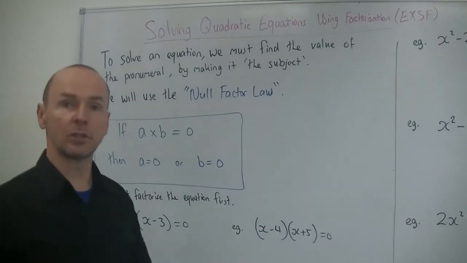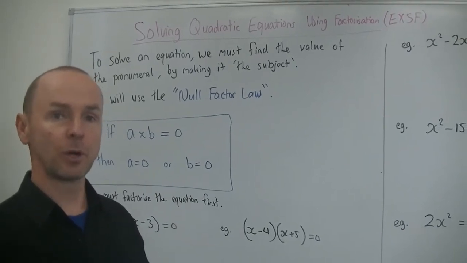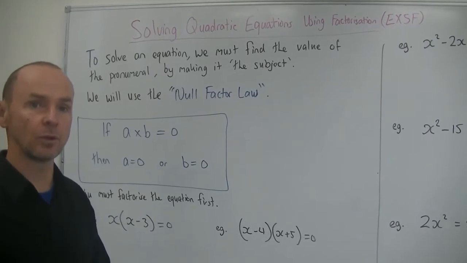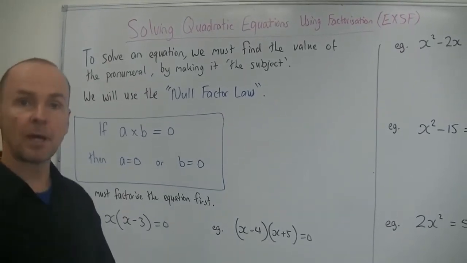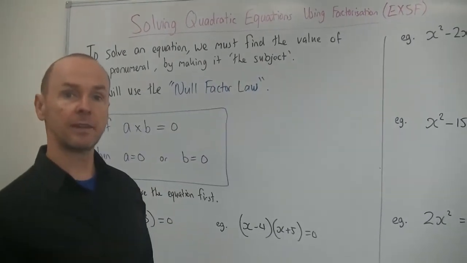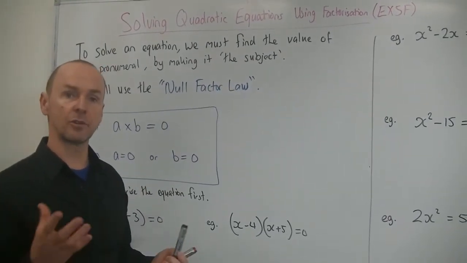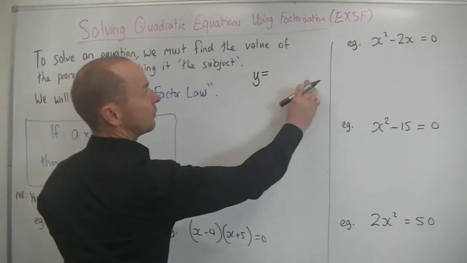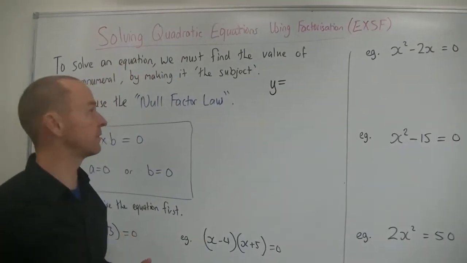To solve an equation, remember when you've got a variable or a pronumeral, you want to find the value of that unknown or the pronumeral. So you want to get that by itself. And I've said here by making it the subject. That just means that whatever that pronumeral is, it's on the side of the equation by itself. For example, you get y equals something. Y is the subject because it's by itself.